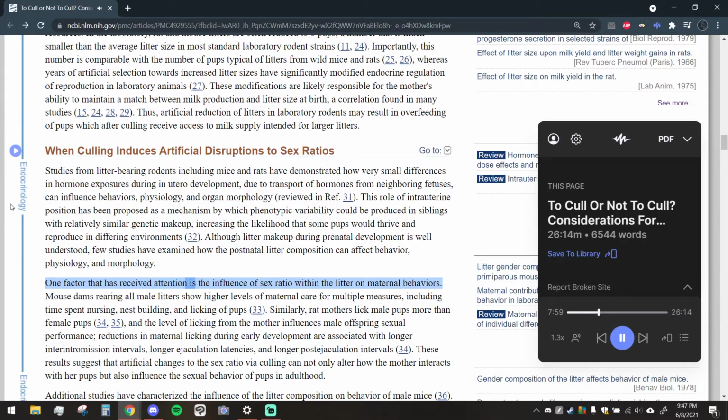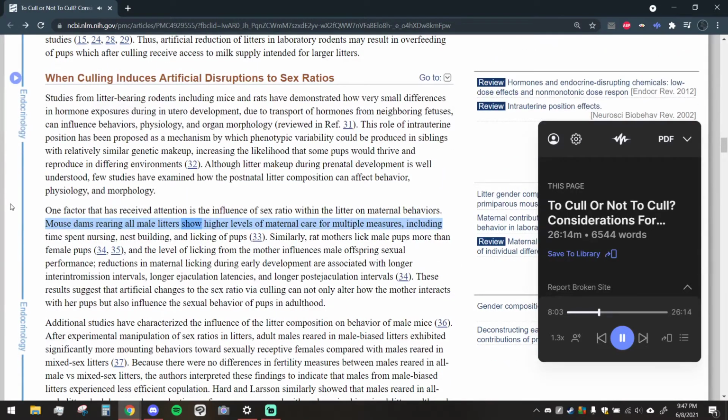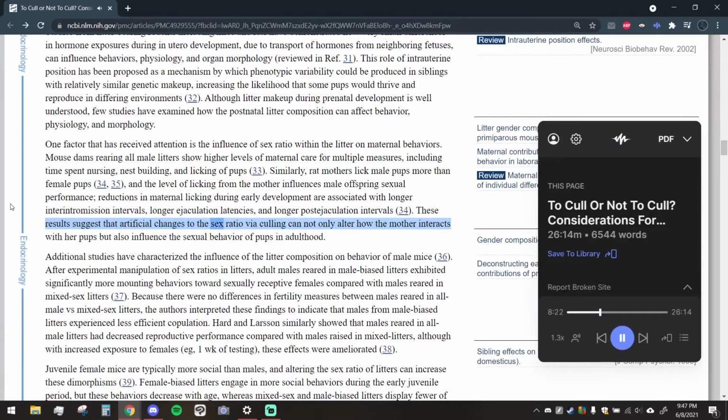One factor that has received attention is the influence of sex ratio within the litter on maternal behaviors. Mouse dams rearing all male litters show higher levels of maternal care for multiple measures, including time spent nursing, nest building, and licking of pups. Similarly, rat mothers lick male pups more than female pups, and the level of licking from the mother influences male offspring's sexual performance. Reductions in maternal licking during early development are associated with longer inter-intromission intervals, longer ejaculation latencies, and longer post-ejaculation intervals. These results suggest that artificial changes to the sex ratio via culling can not only alter how the mother interacts with her pups but also influence the sexual behavior of pups in adulthood.